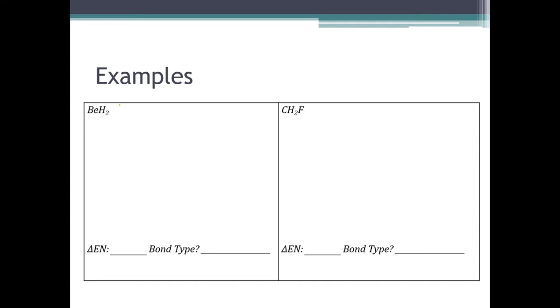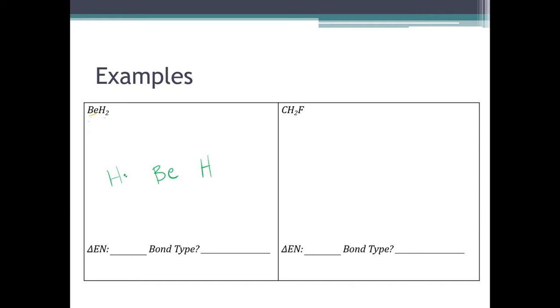All right, here we have BeH2. And since hydrogen is one of our very low electronegativity nonmetals, and beryllium is that special metal, this combo right here means that we can have a polar covalent bond between these. So we can arrange our elements, remembering that beryllium goes in the middle because hydrogen cannot be the central atom.